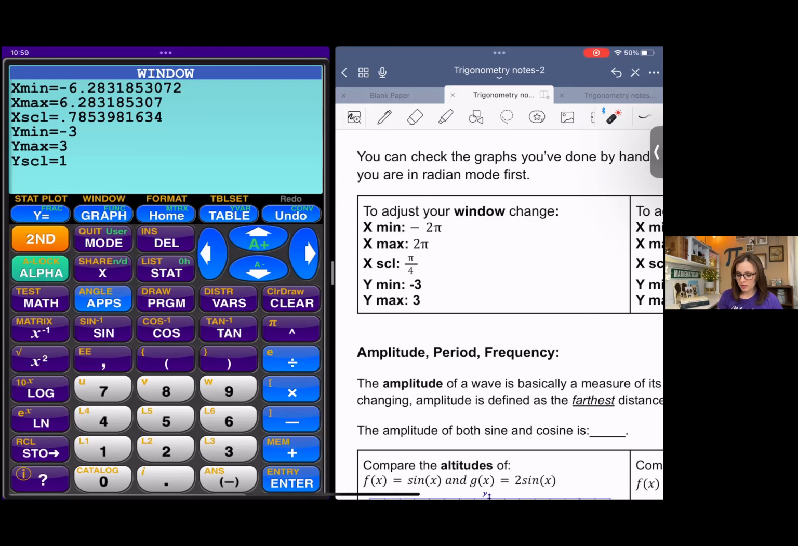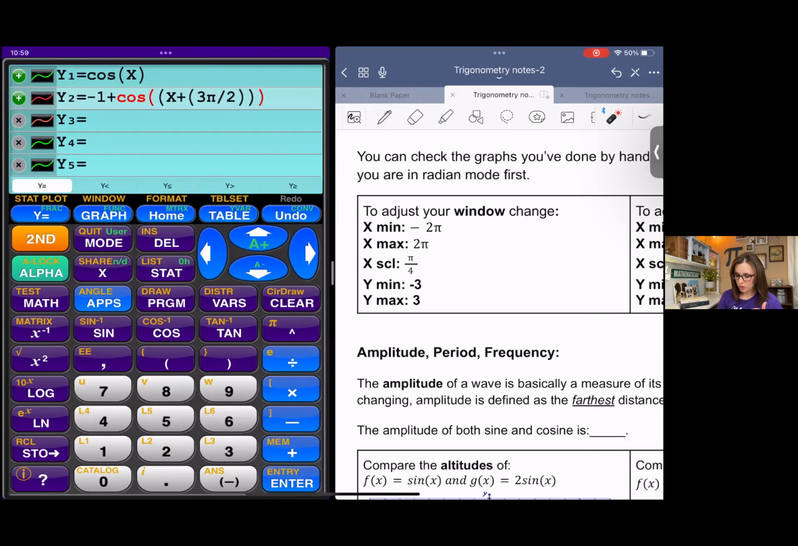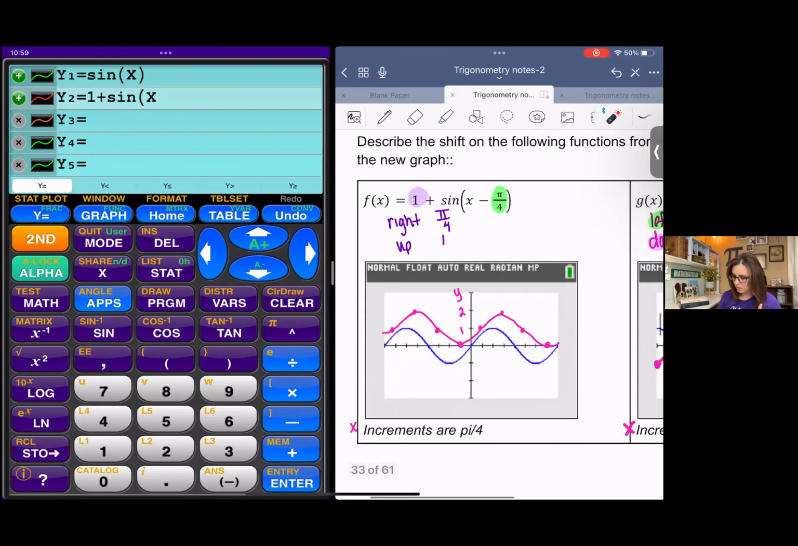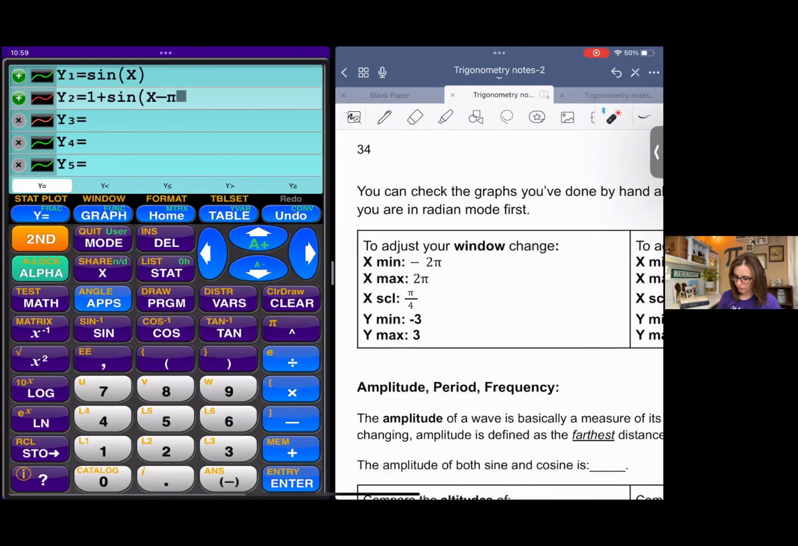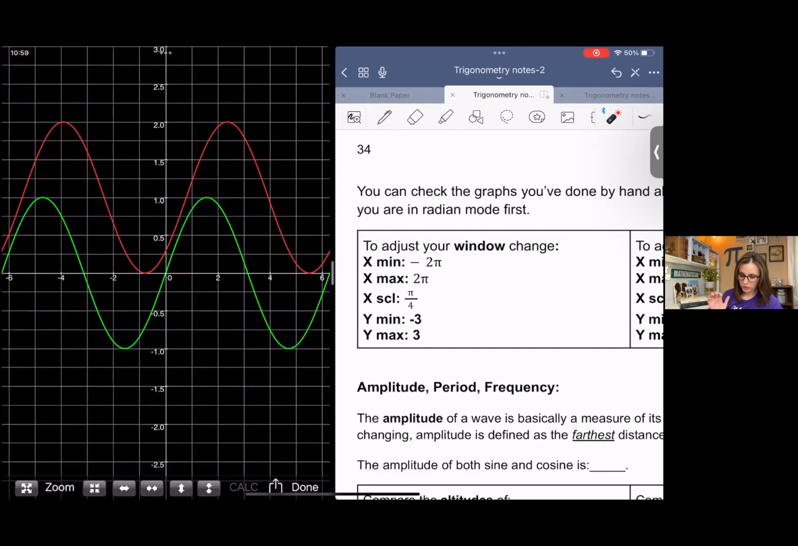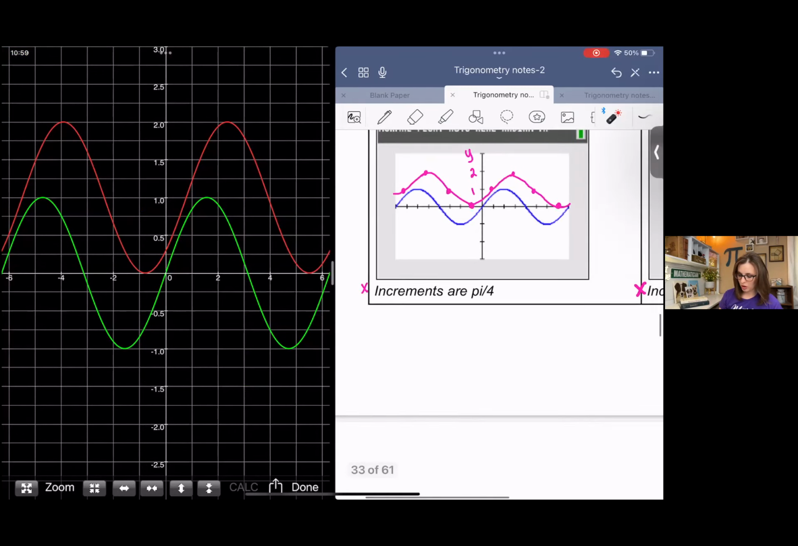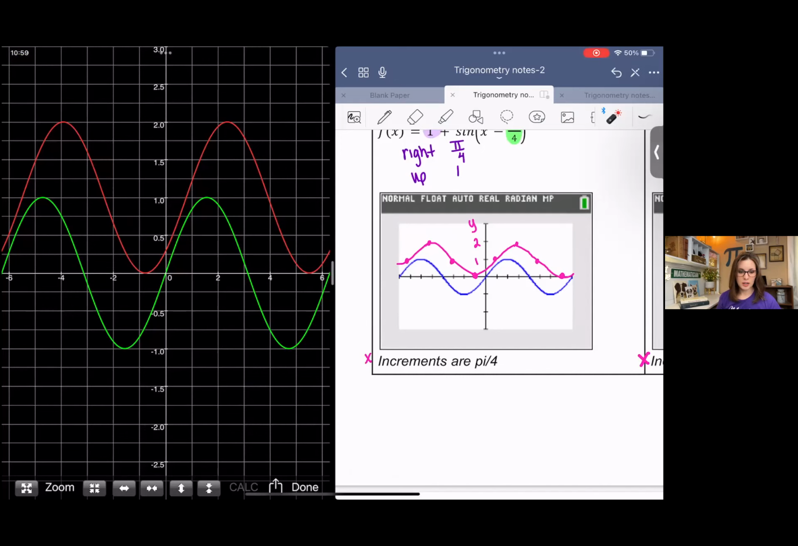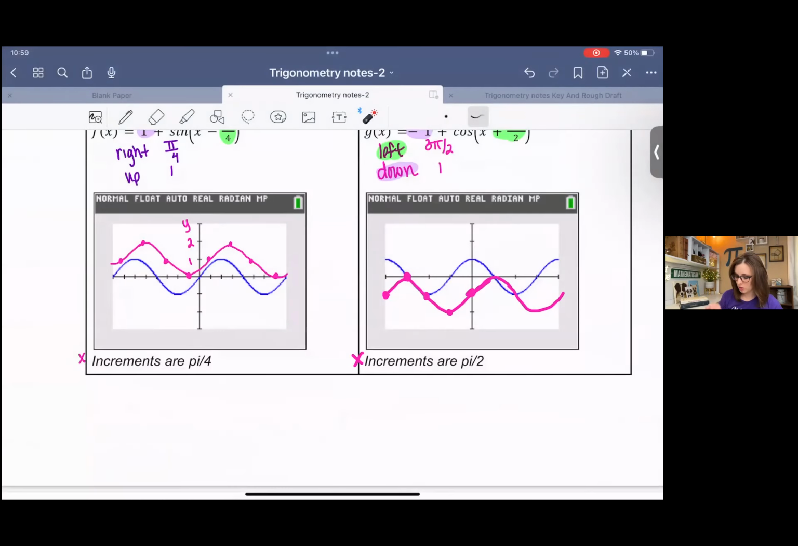That's totally fine. And then you're gonna go to y equals. The original function was sine x. My new function was 1 plus sine of x minus pi over 4. And then hit graph. And we can compare what we did by hand. And you can see that it is pretty similar. So the green one is the parent function and the red one is the shifted function. And you can check your work that way. And that's what it looks like. So pretty cool. Just make sure you're in radian mode since we're talking about radians.